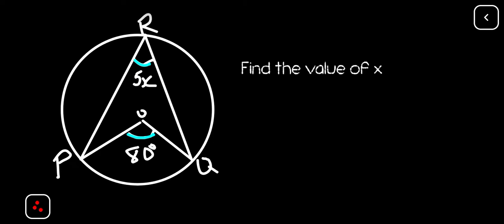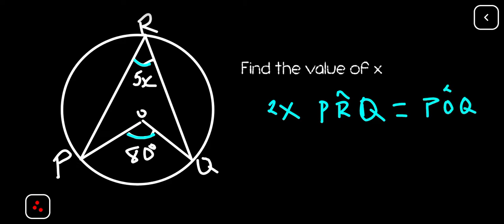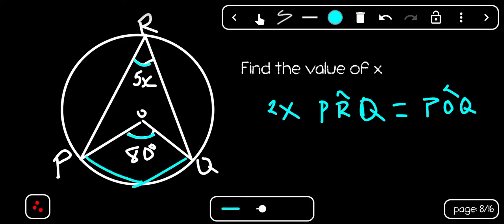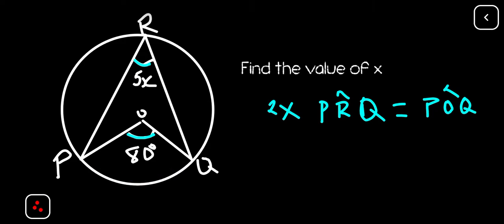So that means 2 times angle PRQ, which is the angle at the circumference, is equal to POQ, which is the angle at the center. And this time we're not dealing with reflex because we are not dealing with any angle at this point. Okay, so we know that PRQ is 5x. So we have 2 times 5x is equal to POQ, which is 80.